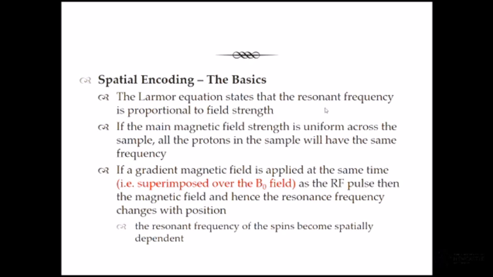So the Larmor frequency states that the resonant frequency is proportional to magnetic field strength. If the main magnetic field strength is uniform across the sample, all protons in the sample will have the same frequency. So in an ideal world, if I put any one of you in an MRI scanner and transmit RF at a certain frequency, I could potentially excite every proton in your body at once. And then when I read those signals out, I'd get lots of signal, but I'd have no idea where it came from in the body. So what we need to do imaging is spatially encode where those signals came from.